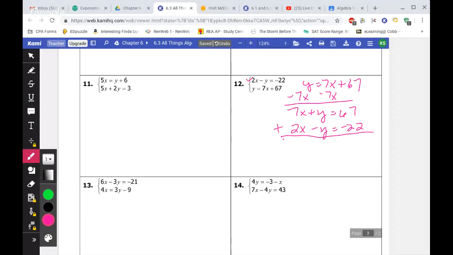So I've got -7x plus 2x, which gives me -5x. My y's cancel, which was the goal. And then I've got 67 plus a -22, which gives me 45. I'm going to divide both sides by -5, and that's going to give me x equals -9. I'll take that value, -9, and substitute it back into one of the equations.